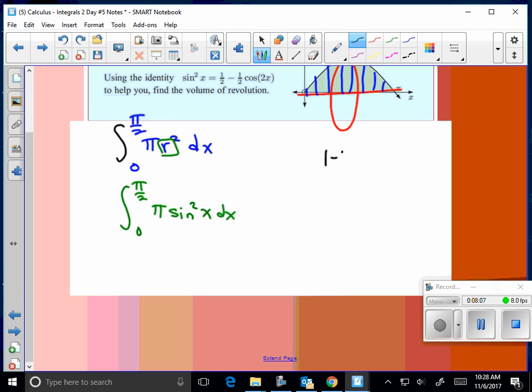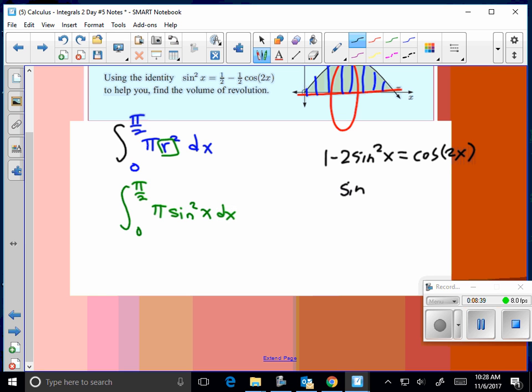Would you agree that 1 minus 2 sine squared x equals cosine of 2x? Remember that identity? That's in your blue packet. Okay, so if I want to solve for sine squared x, because it's not easy to integrate sine squared x, I could change it into 1 minus cosine squared x, but I'm in the same dilemma again, because then I have cosine squared x.